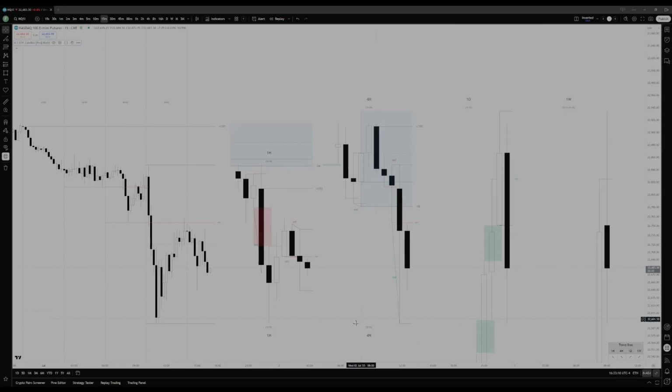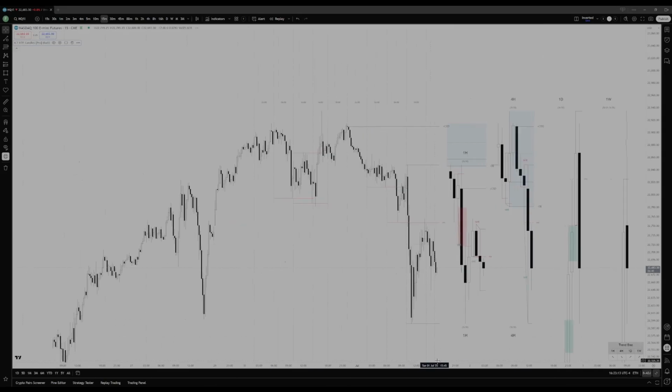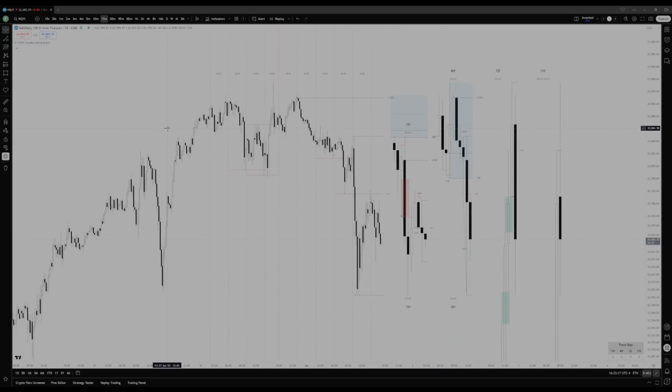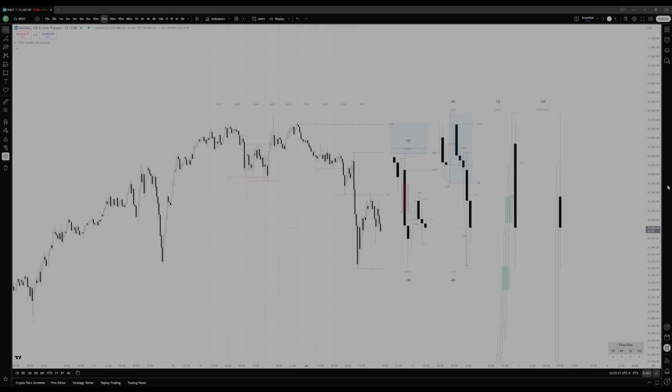So this is the higher time frame candles indicator. It's very useful, it's very helpful, it's very configurable. And if you find value in it, there's a 7-day trial period and you can give it a try.